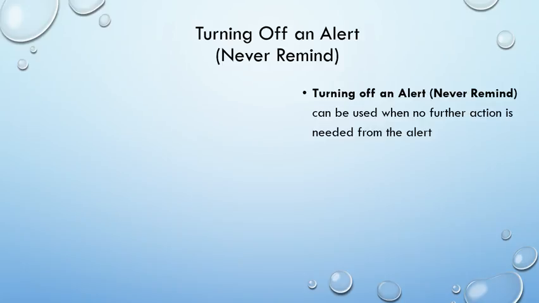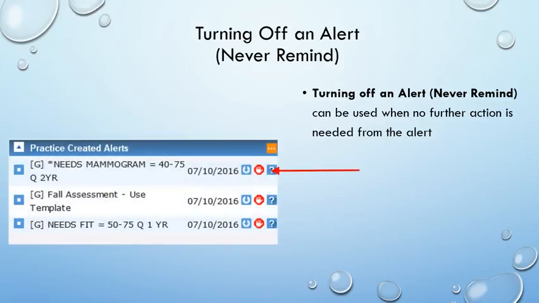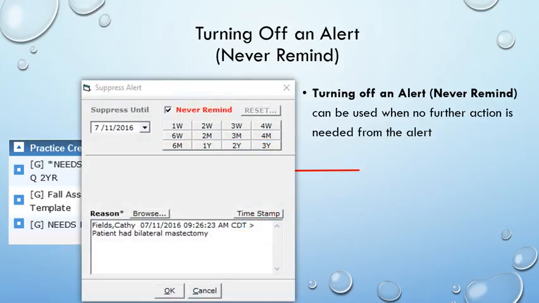Now let's take a look at how to turn off an alert. For example, in the practice created alert, the need mammogram is showing. If the patient has a history of breast cancer and received a bilateral mastectomy, she no longer needs mammograms. Putting a check mark in the Never Remind button turns this alert off, and it will not show up in the right-hand chart panel anymore.